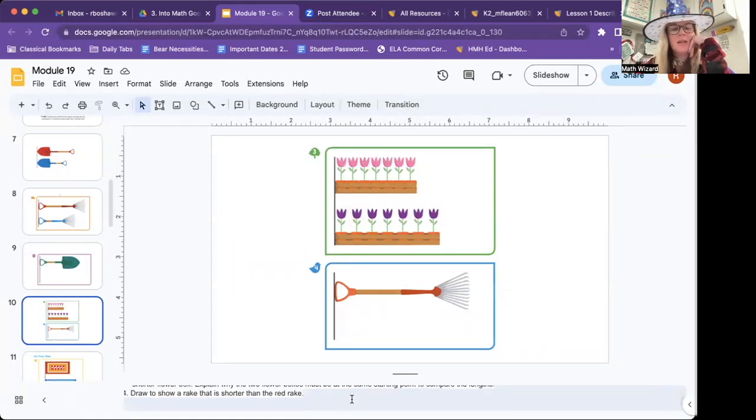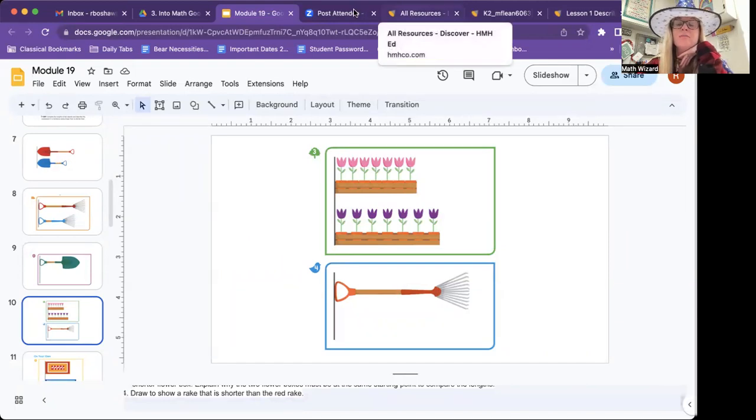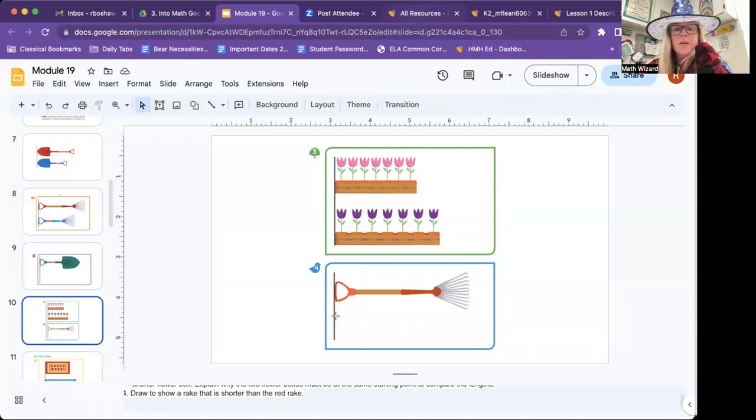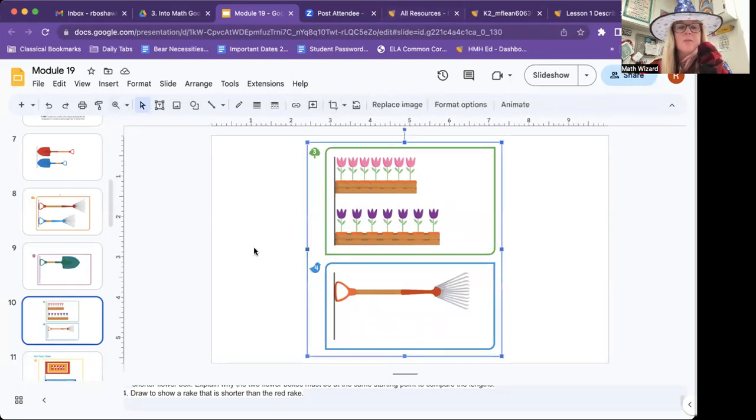Here's the next one. Just like before you drew a shovel, today you have to draw a rake that is shorter. Before you did longer. Remember you did longer? Okay. Now you're going to draw one that's shorter. So let me go ahead and zoom in just a little bit so it's a little bigger so you can see it a little bigger. Okay.